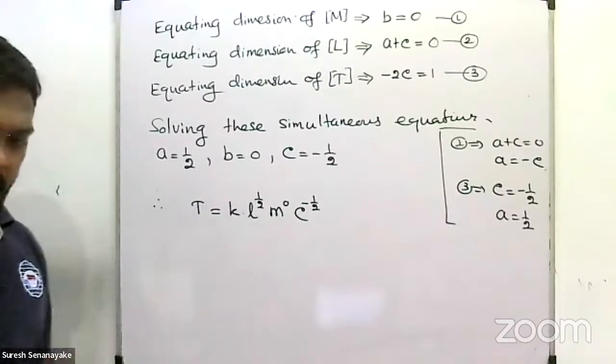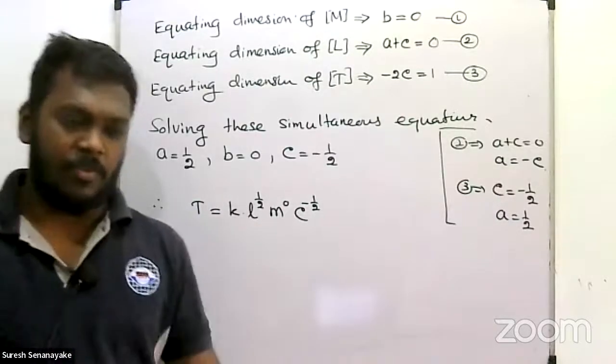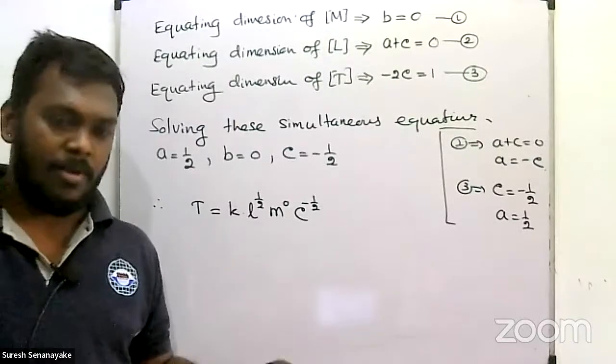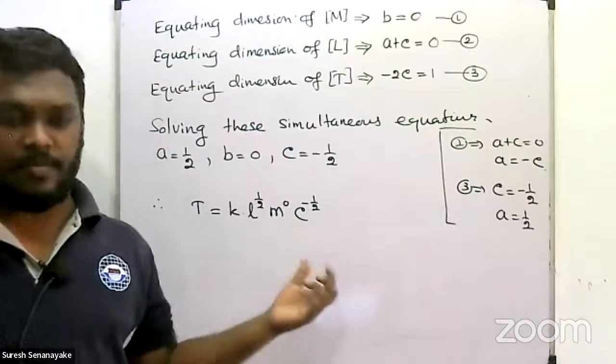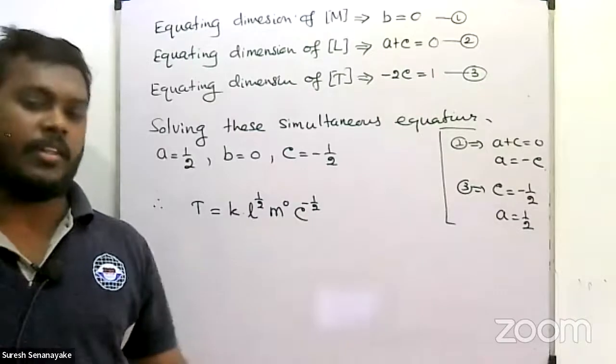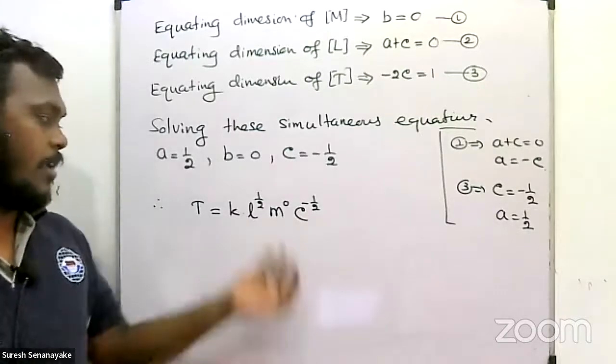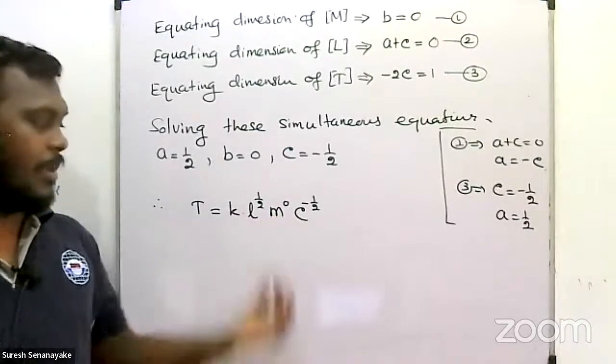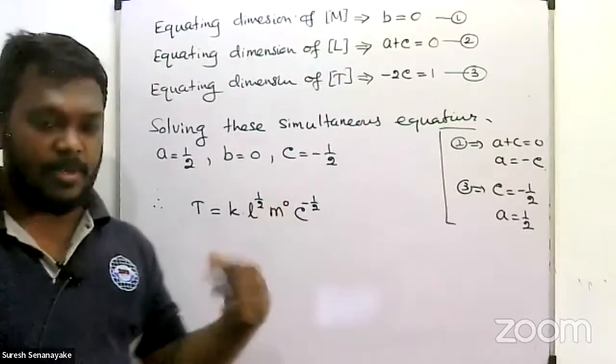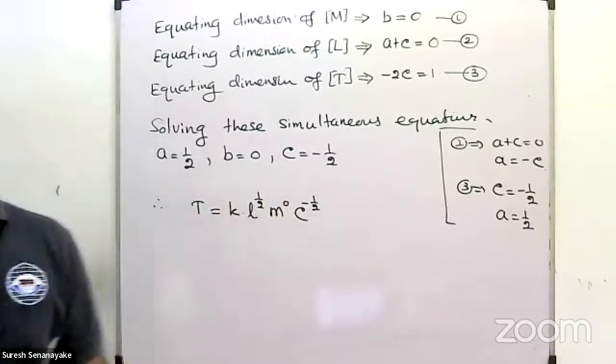We assumed that it depends on M, but actually it doesn't depend on M. M does not appear in this equation. M to the power 0 means 1, so there is no M.